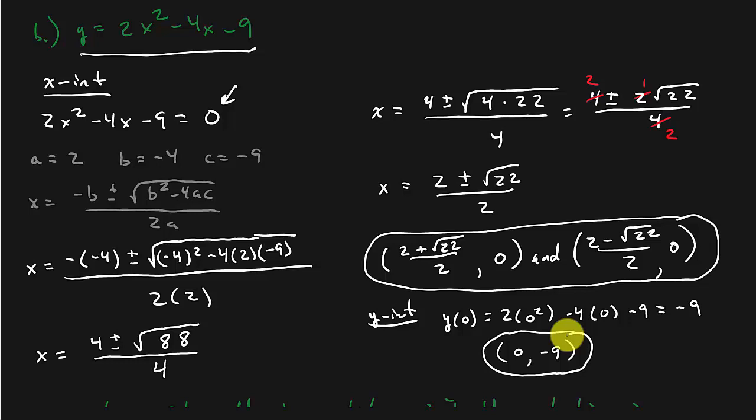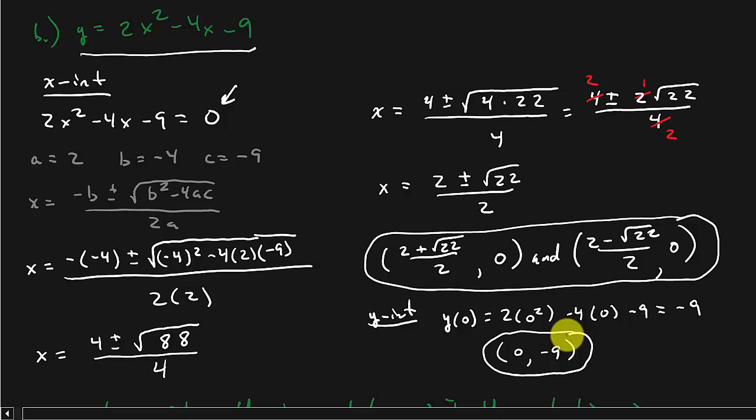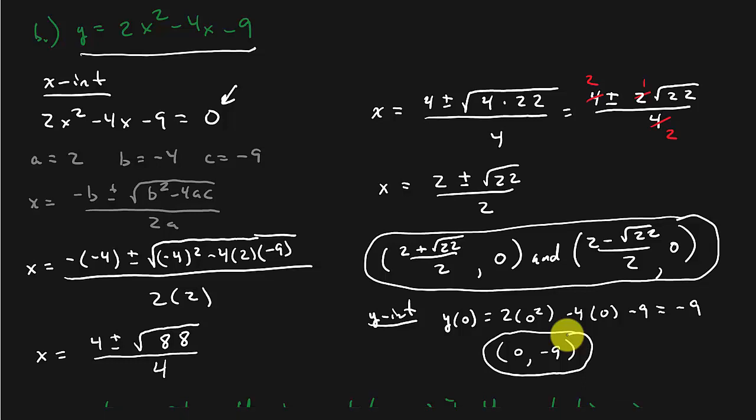Now, from this, you can see that sometimes finding that x-intercept can get a little more involved. Okay, but just remember, x-intercept, set it equal to 0, solve for x. Y-intercept, plug 0 in for x and evaluate the function.